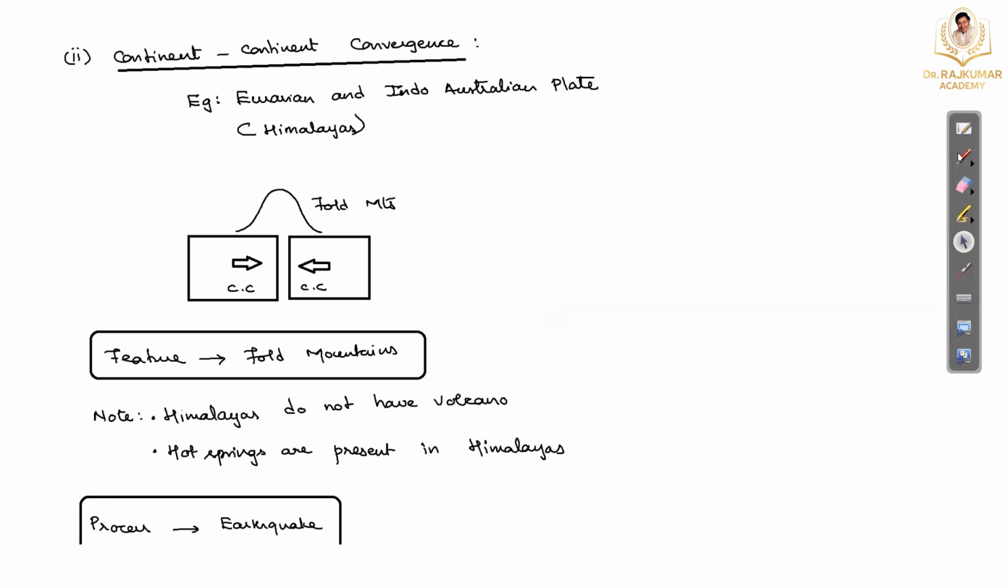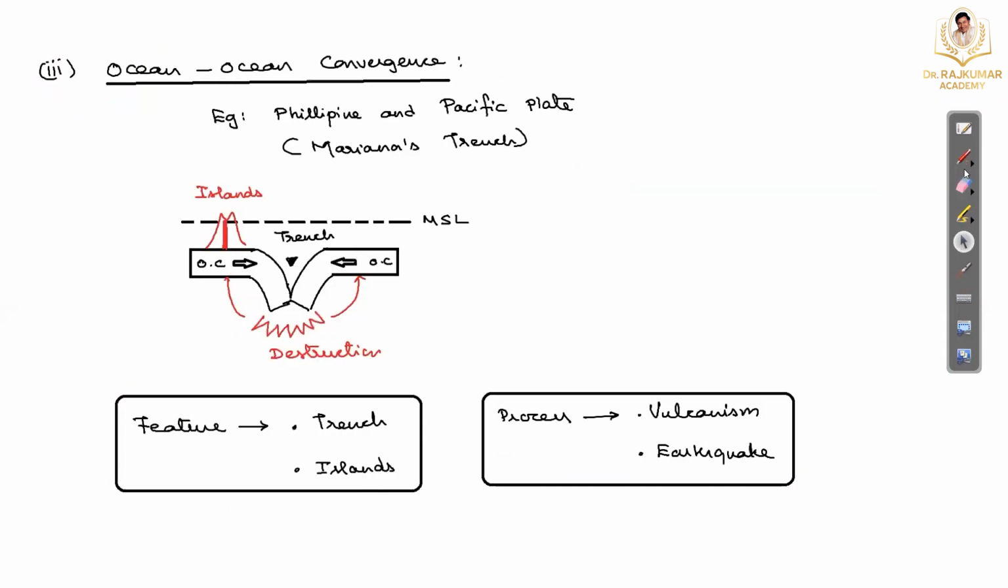The second type of convergent boundary, continent convergence, we have just completed. And coming to the last type of convergent boundary, we call it ocean convergence. What is ocean-ocean convergence? I'm talking about two oceanic crusts going for convergence. What is the finest example of ocean-ocean convergence, where I have the Philippine plate and Pacific plate going for a convergence?